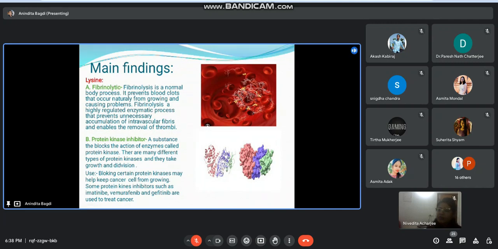Useful bioactivities of lysine. First, fibrinolytic. Fibrinolysis is a normal body process. It prevents blood clots that occur naturally from growing and causing problems. Fibrinolysis is a highly regulated enzymatic process that prevents unnecessary accumulation of intravascular fibrin and enables the removal of thrombi.